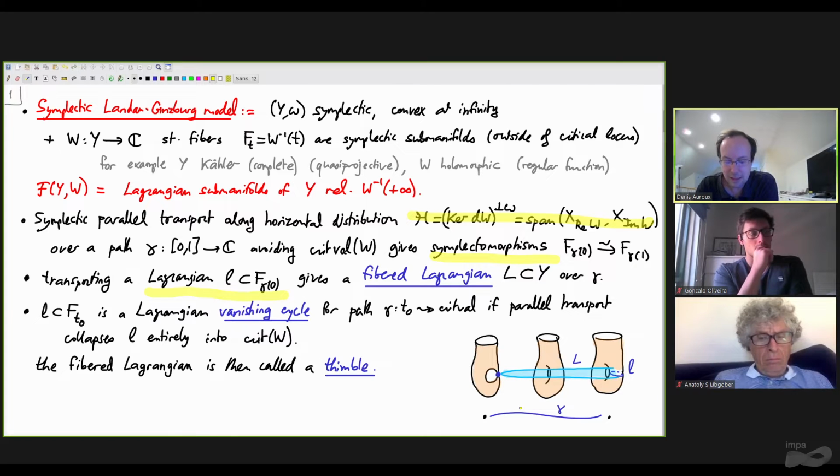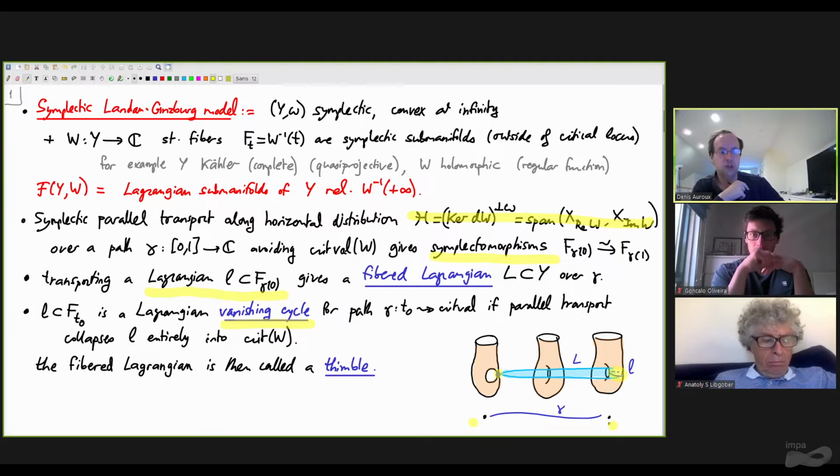So now we'll declare a Lagrangian to be a vanishing cycle for a path that goes from a smooth fiber all the way to a singular fiber if the parallel transport completely collapses this Lagrangian submanifold of a smooth fiber to critical points of the fibration. And then the fibered Lagrangian is called a thimble. I think that terminology was probably introduced by Seidel, maybe by Donaldson before him, coming from the motivation of the case of Lefschetz fibrations, which was historically the first one studied.